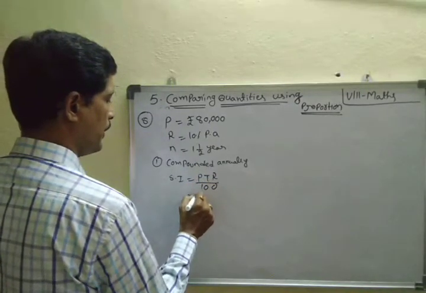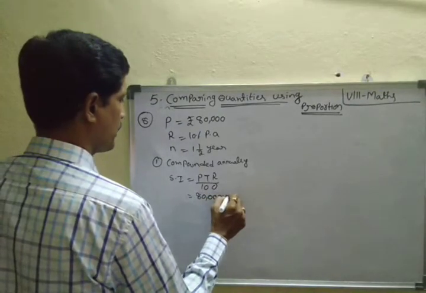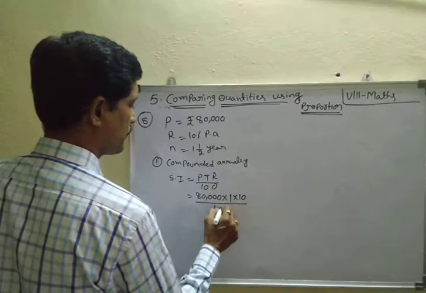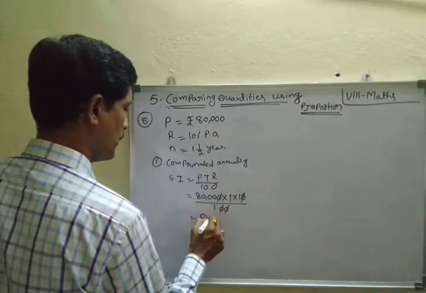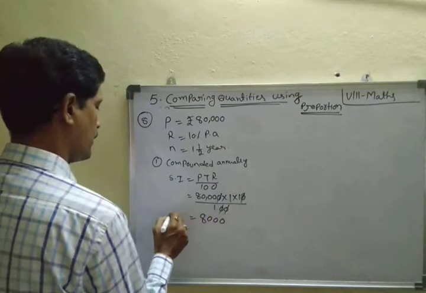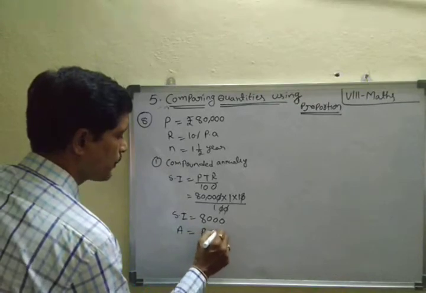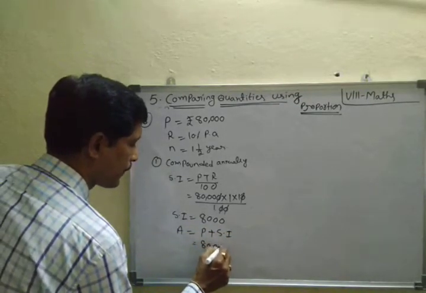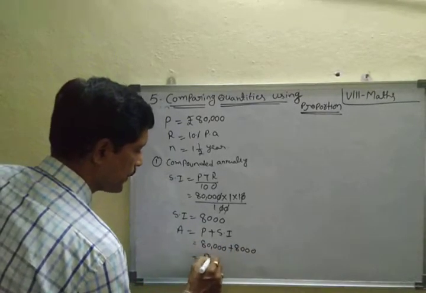Here P equal to 80,000 into T, 1 year, and 10 by 100. The 0s get cancelled, that equals 8,000. That is the simple interest. Therefore, amount equal to P plus simple interest, that equals 80,000 plus 8,000, that equals 88,000.